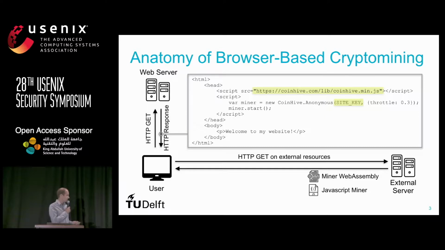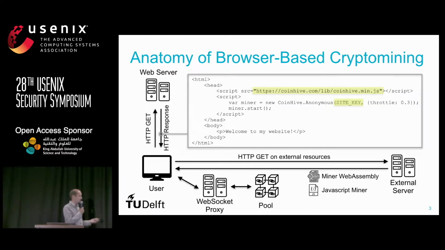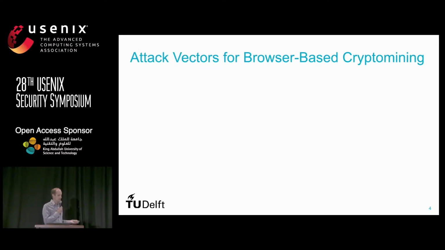Once that is all initialized, your browser will set up a WebSocket connection to a proxy, which is in contact with the blockchain for the currency you're mining for, in this case Monero. And then when it's all set, your browser starts mining for the owners of this site key. So cybercriminals can deploy such an attack in a number of different ways, which we call attack vectors.